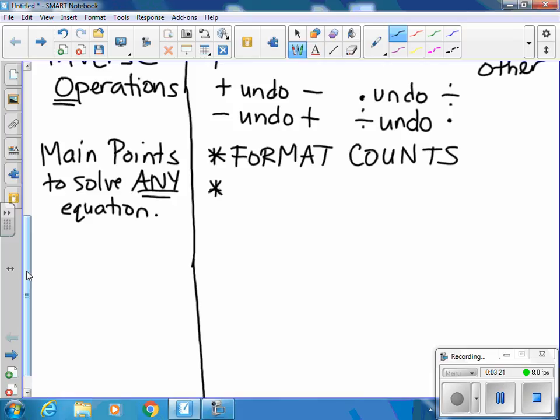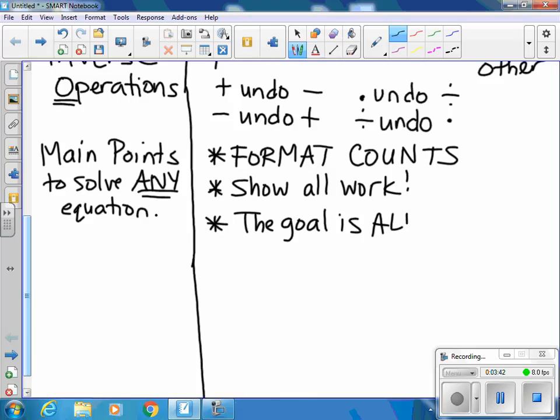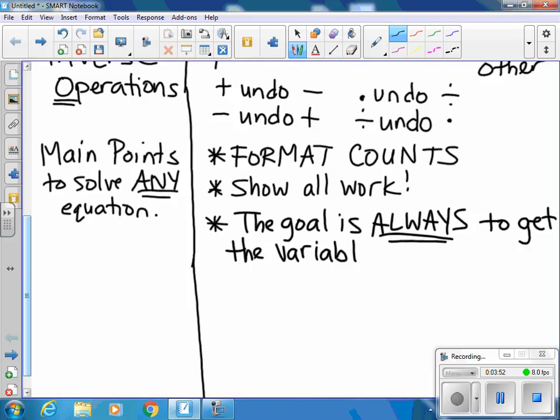And along with format counting, you have to be able to show all of your work. Because if you are trying to do too many steps at one time or skipping steps, your format doesn't look the way it should and your answer is going to come out incorrectly. And then the third most important part of solving an equation is what the goal is. And the goal is always to get the variable alone. You are not finished with the problem until the variable is completely by itself with an actual answer. Right? If there is more to do, then you are not finished.